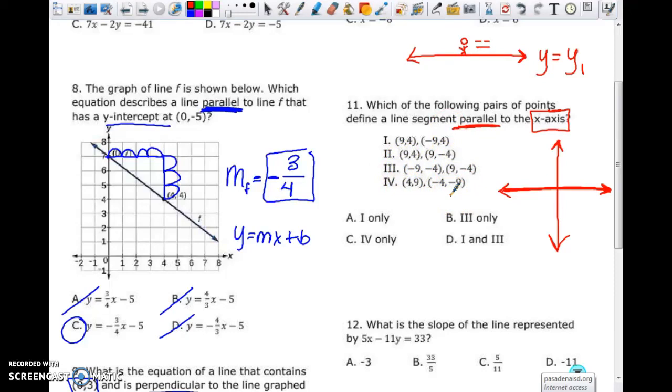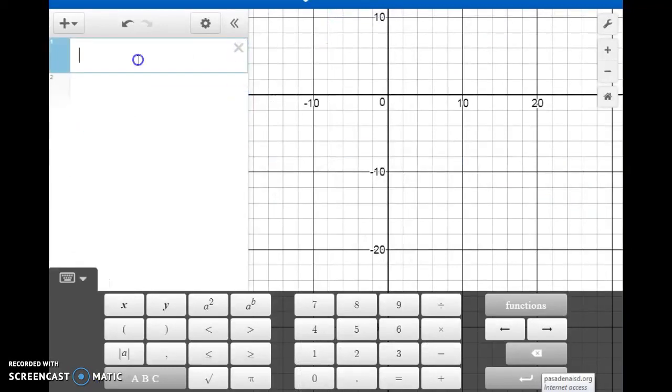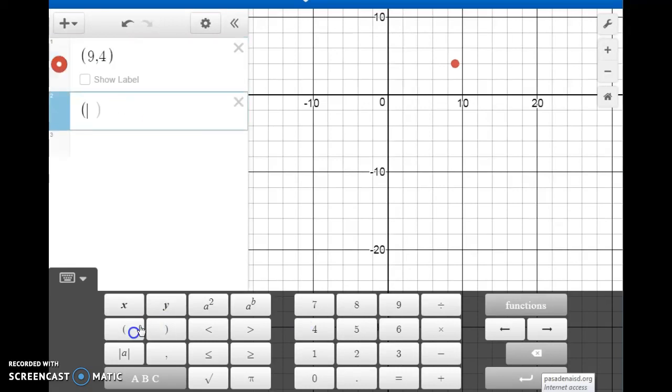What I would do is let's plot the points in Desmos, right? So here, for line segment A, 9, 4, and -9, 4, let's plot them. So I can do parentheses. I can either do that or add a table. So you can either do this, 9, 4, and then -9, 4, or you just gotta put the points in a table.